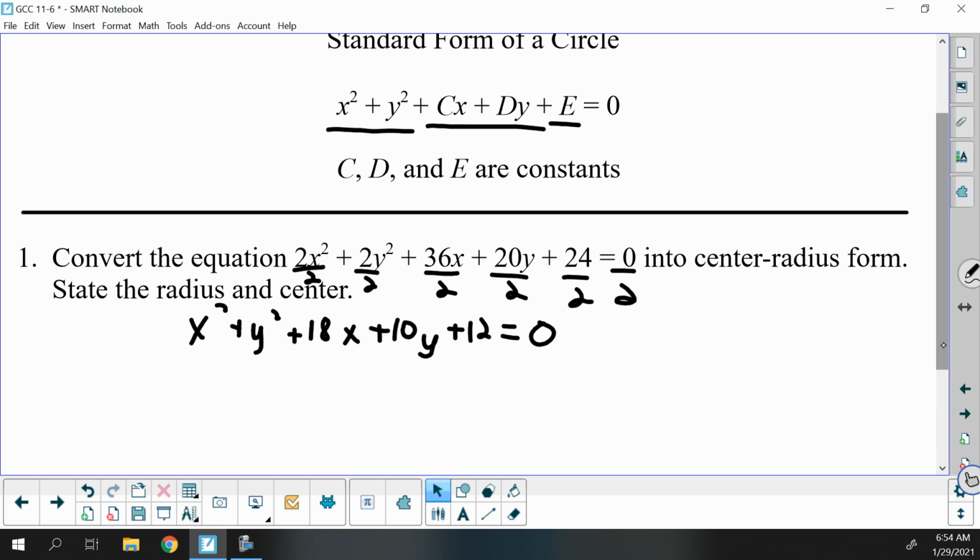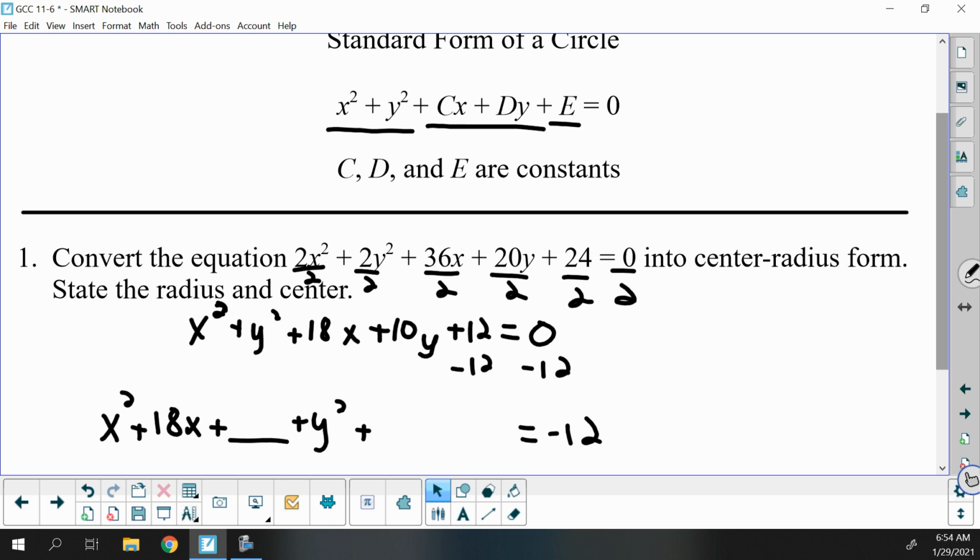We then want to move all of our constants over to the right. So we're going to subtract the 12 over. Now when I rewrite the left side, we want to group the x's and the y's together. So I'm going to write this as x squared plus 18x plus, and leave a blank. We've got to figure out what goes there. Then plus y squared plus 10y plus, and leave a blank. We've got to figure out what goes there.